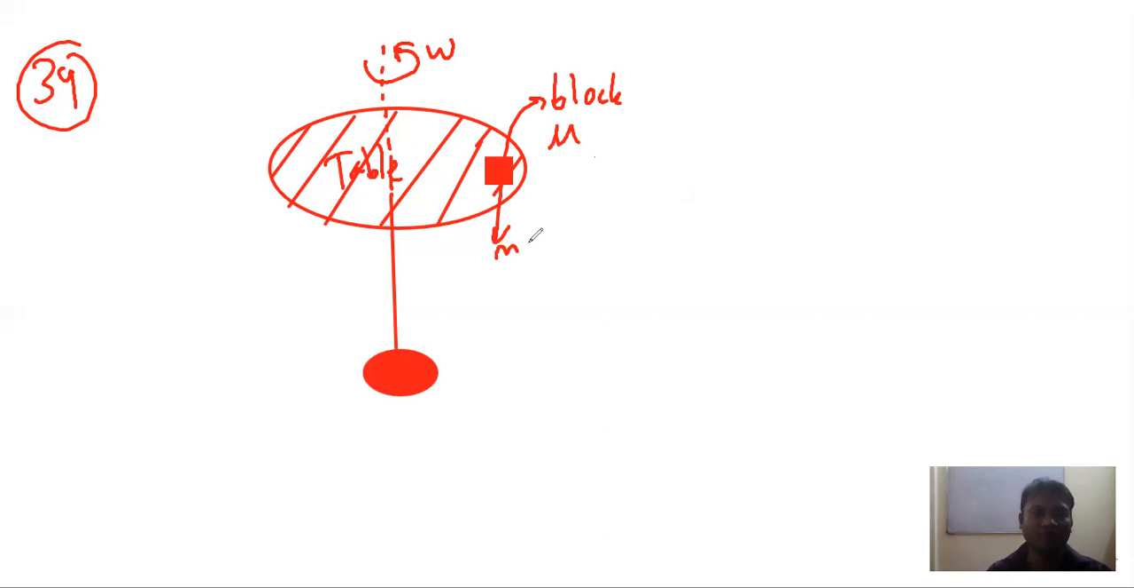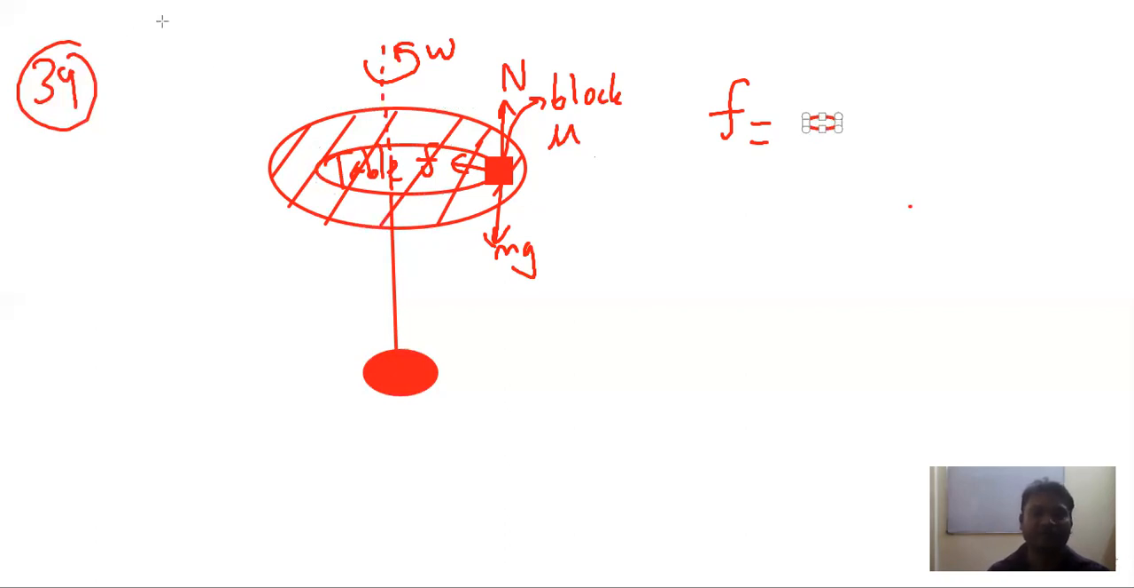One force on the block is mg in the downward direction, which is the weight of the block. Normal reaction is N. Now, other than that, what are the other forces? This block is moving due to the friction force. Friction force will be towards the center. It will be the centripetal force. Due to this friction force, this block will be moving in a circular path. So we can say friction is the centripetal force.